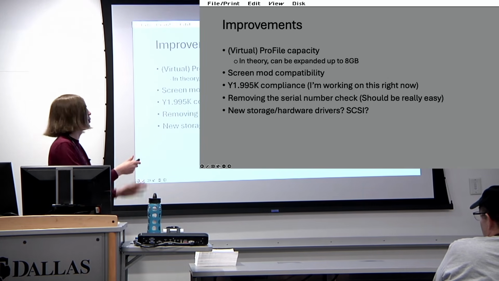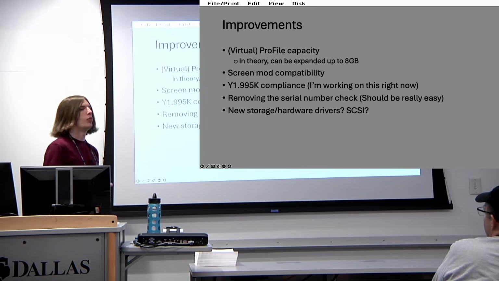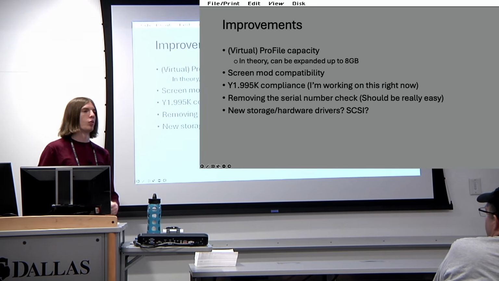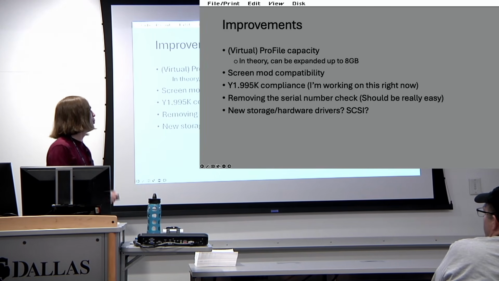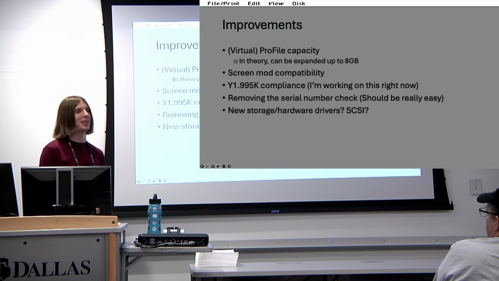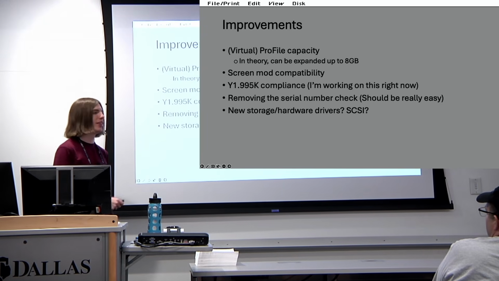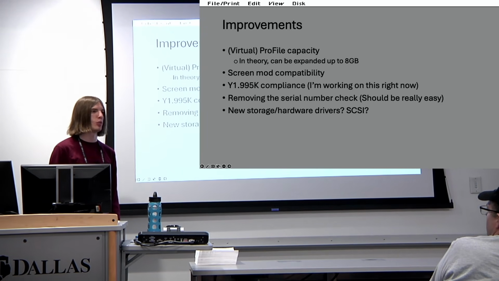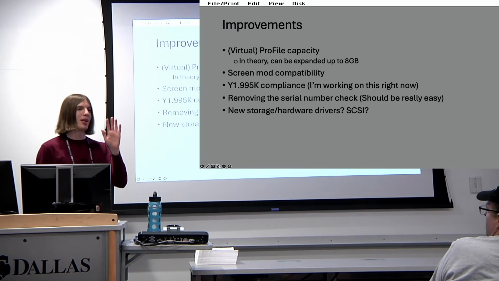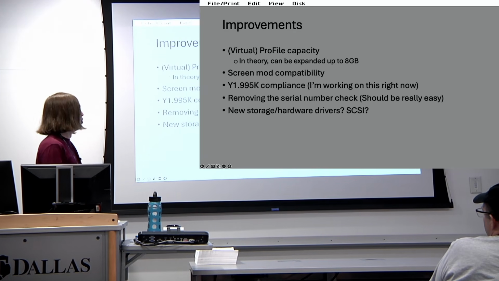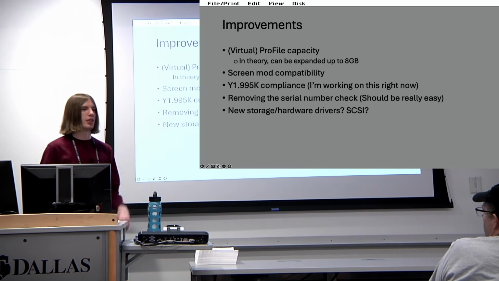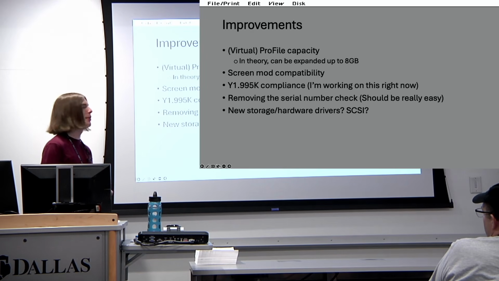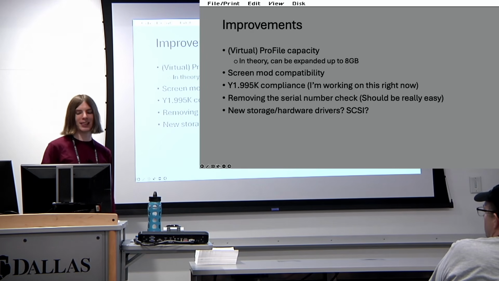Improvements. We already did this, expanded profile capacity. We're planning on modifying the OS so that it'll work with this Macintosh screen mod that changes the dimensions of the screen to make it better for Mac OS. So that'll be pretty cool. Why 1995K compliant, so the Lisa's clock will work for years after 1995. I'm working on this right now, actually. There's a bug, though. It reports years as like 2068 for some reason. So making progress, but it's not working yet. Removing the serial number check, so there's no more Lisa DRM. That shouldn't be very hard. And maybe SCSI drivers or something cool like that for the Lisa OS.